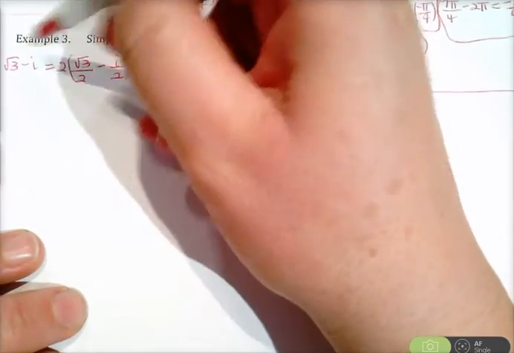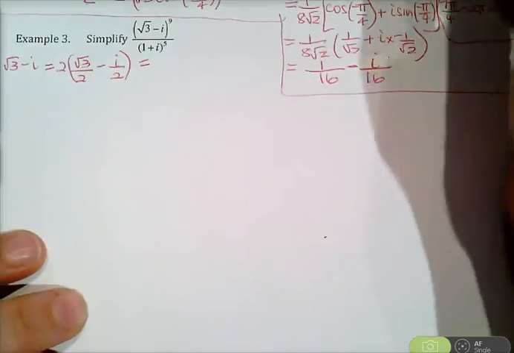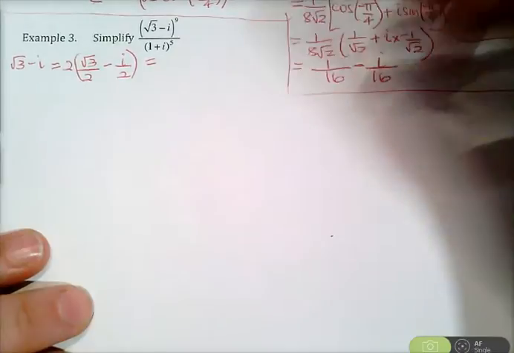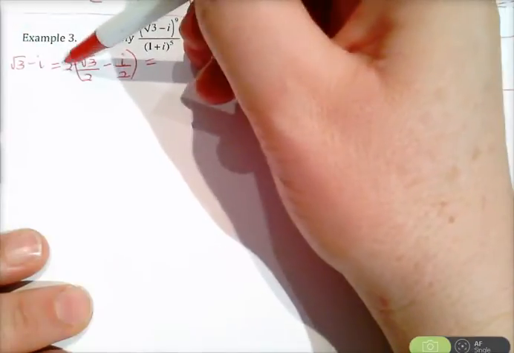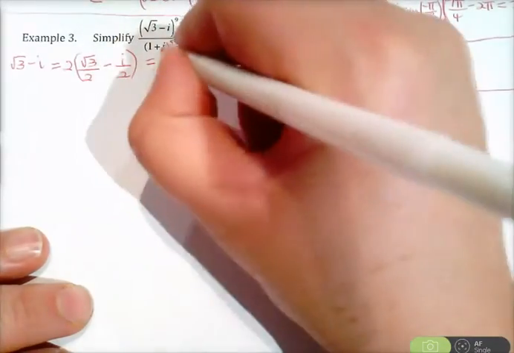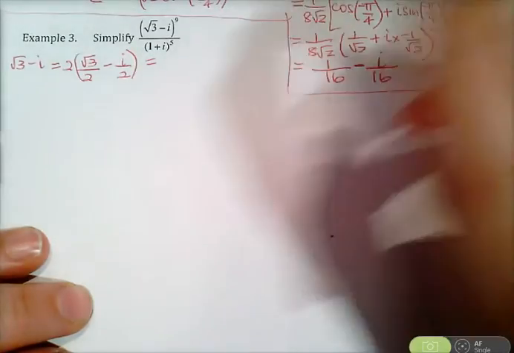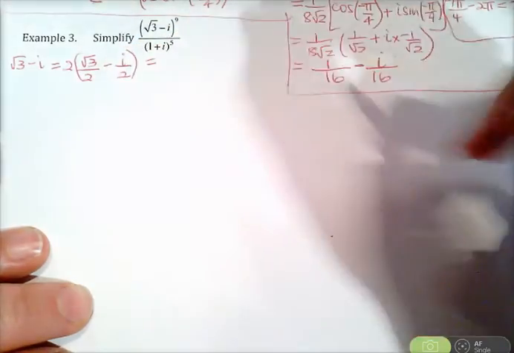So I've got root 3 minus i. You can do it the other way, but I just thought I'd do it this way. That would be 2 times root 3 on 2 minus i on 2. Now, cos of what is root 3 on 2? It's cos of 30, and sine of 30 is also a half.